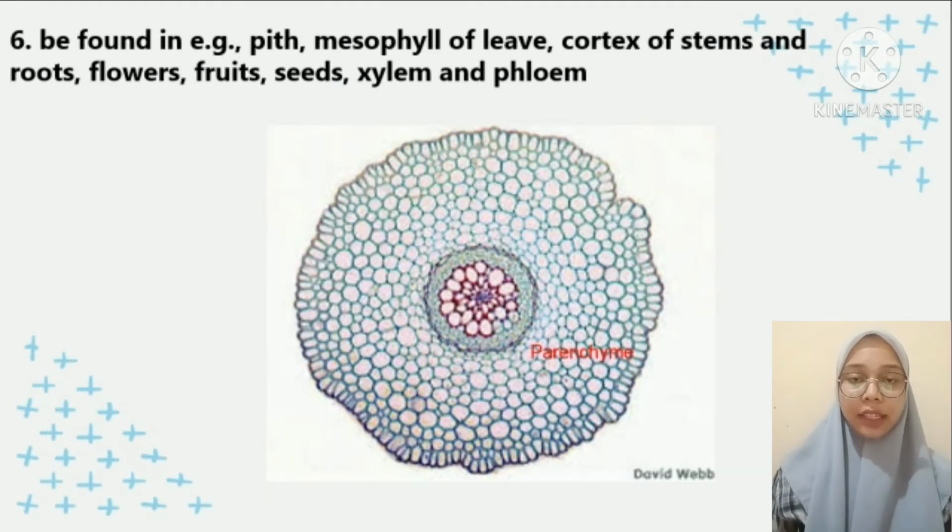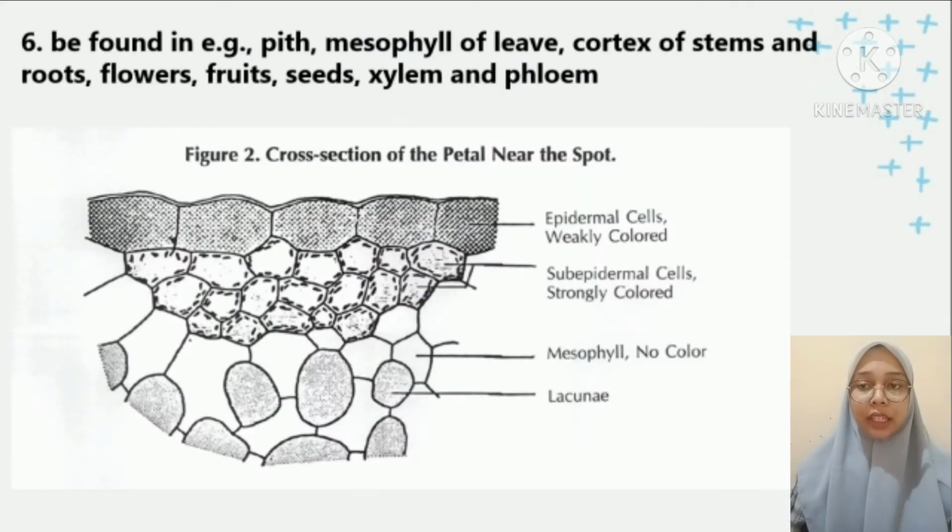Parenchyma can also be found in sunflower leaves, which include dicot plants. Look at the picture circled in red, which shows the palisade parenchyma and spongy parenchyma tissue. And then, it can be found in examples given: pith, mesophyll of leaves, cortex of stems and roots, flowers, fruits, seeds, xylem, and phloem. As you can see in the pictures, here is the root image. Parenchyma is located in the cortex.